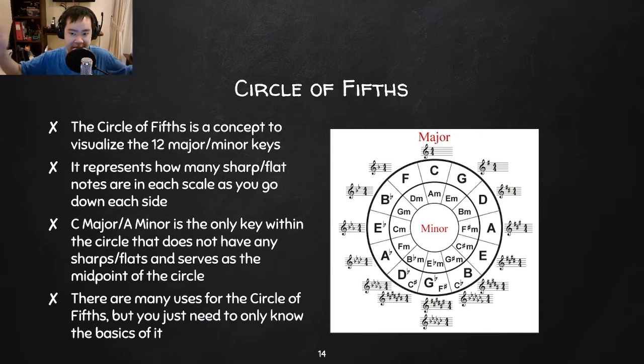Circle of fifths. We're here. All right. This is a major concept. So the circle of fifths is just a way that we can visualize the 12 major or minor keys, right? It's just a way that we can find out how they're related to one another.